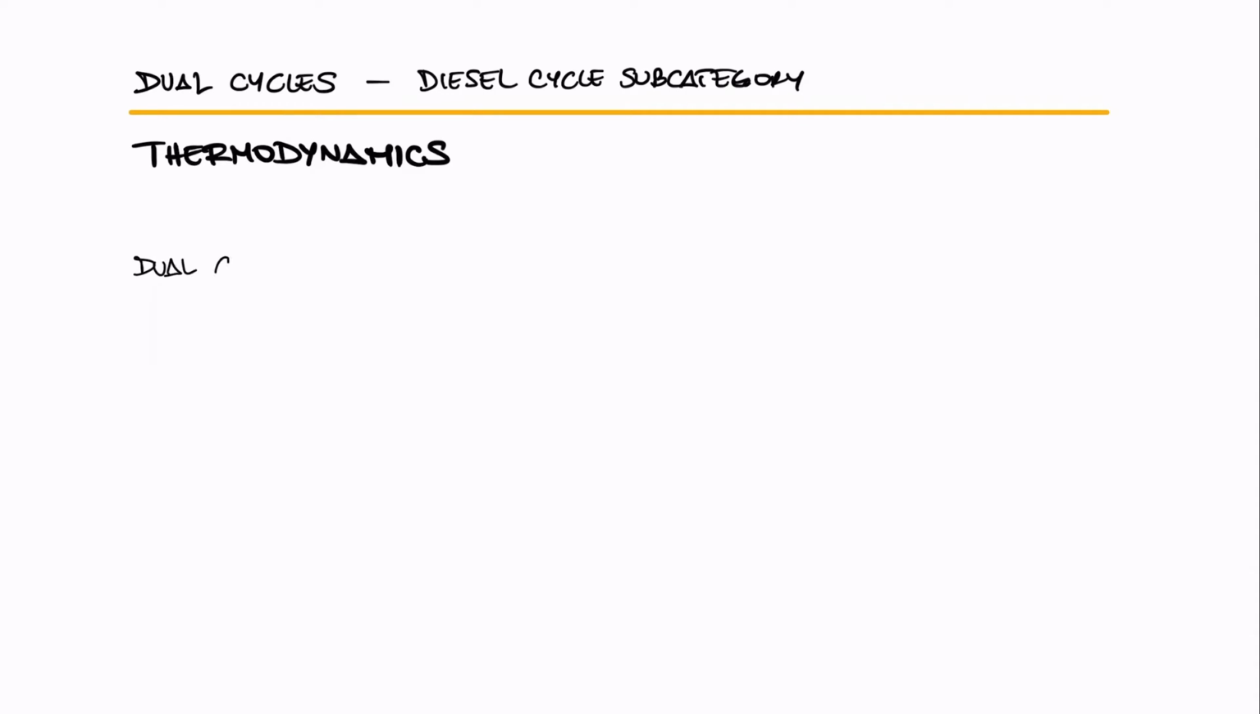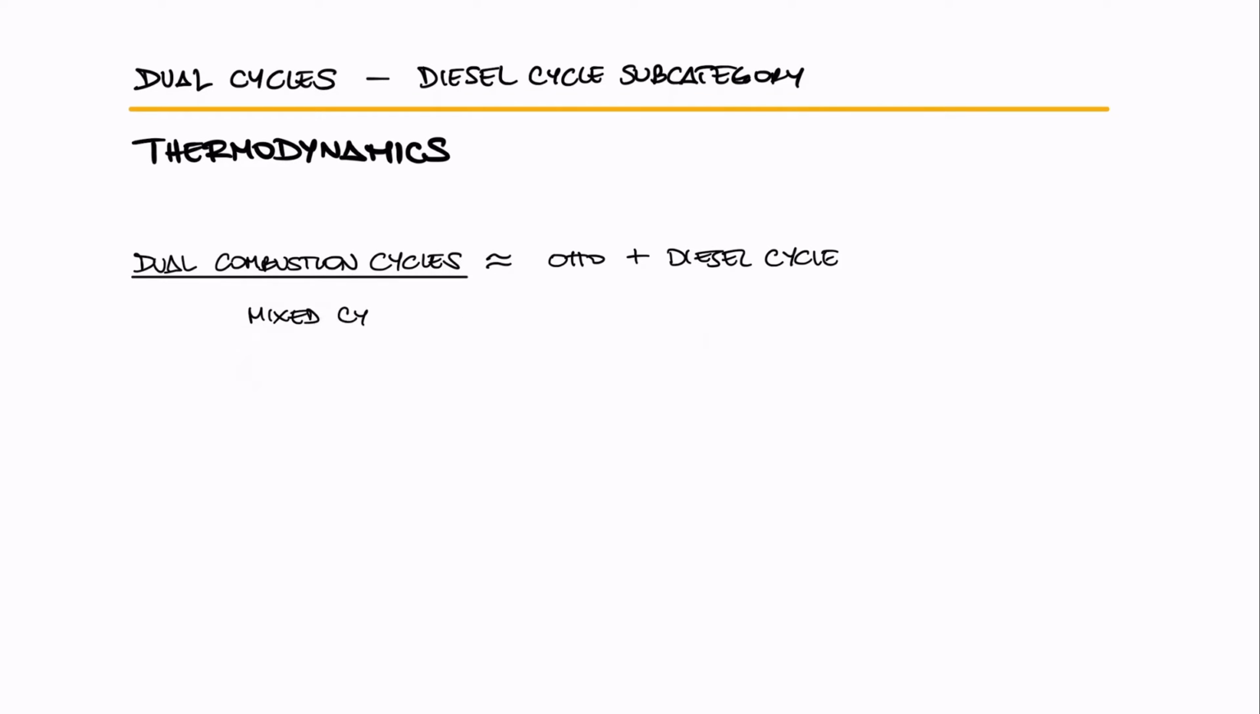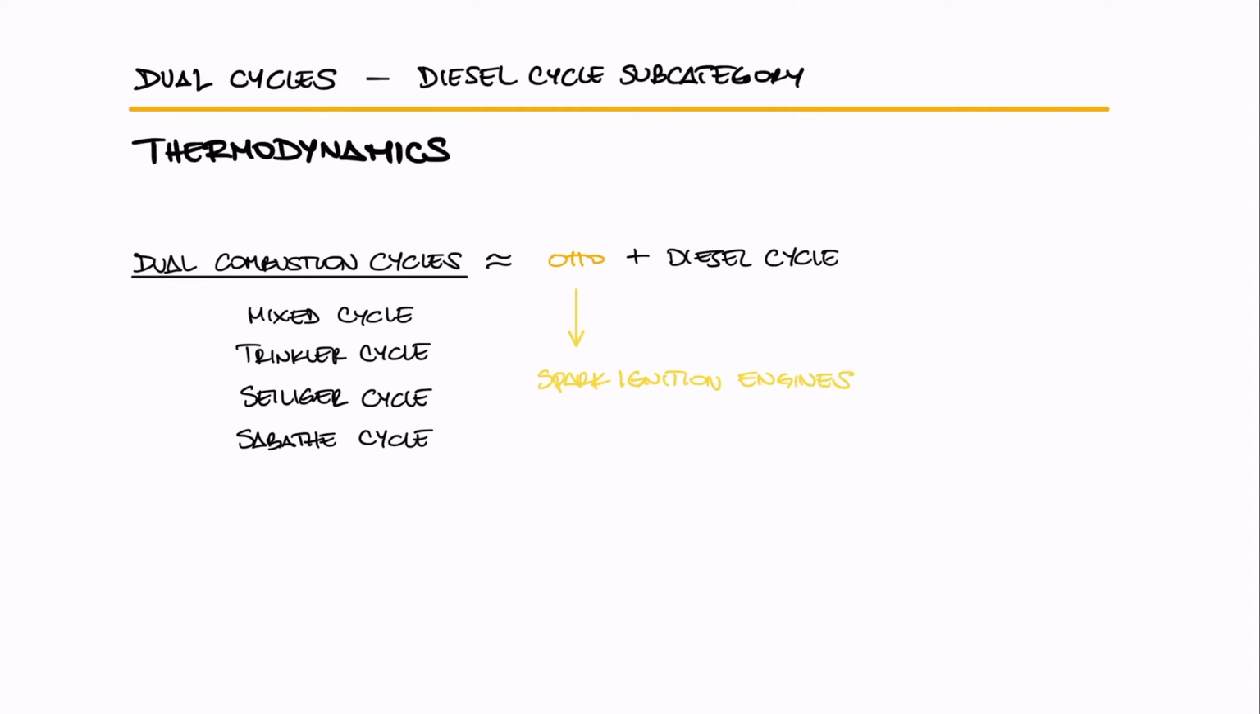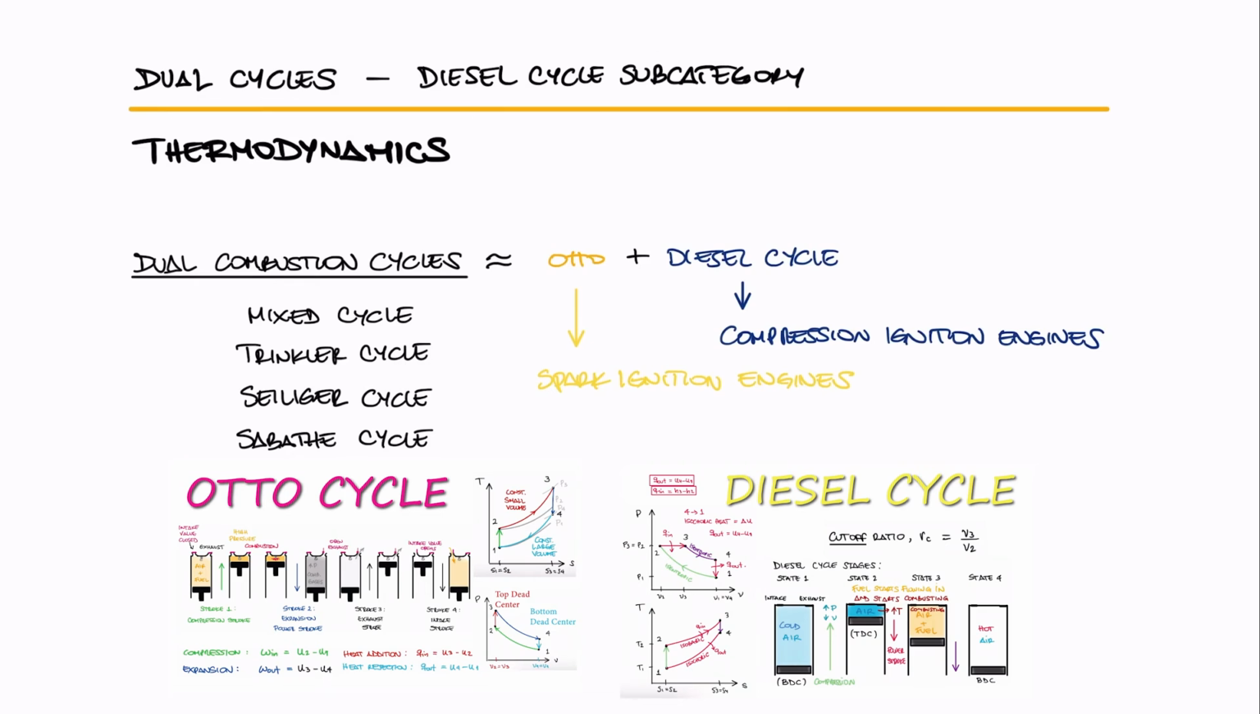Dual combustion cycles are in a way a combination of the Otto cycle and the diesel cycle. They can be referred to as mixed cycle, Trinkler cycle, Seiliger cycle, or Sabath cycle. We had already made a distinction between the spark ignition engines, Otto cycle, and the compression ignition engines in the previous two main lectures, so make sure you have watched and studied those two 10-minute lectures before watching this.